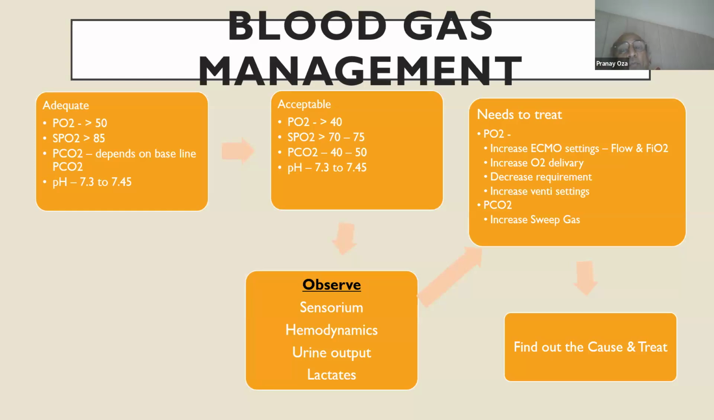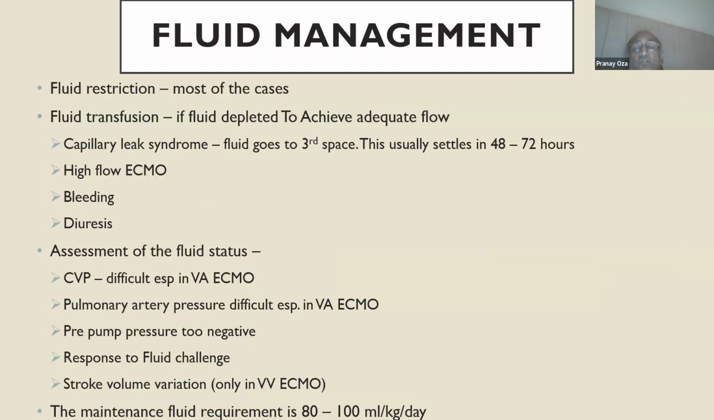So again, as I told you, there are multiple options for how to treat it. You can go up on the ECMO settings, go up on the flow, go up on the FiO2. You can increase the oxygen delivery by going up on the hematocrit, so give blood and raise the hematocrit. Decrease the requirements: make the patient deeply sedated, make the patient cold. If there's sepsis, treat the sepsis. Or you can increase the ventilator settings. Again, you have to go up to the safe margin, so go to an FiO2 of 60. And if the PCO2 is going to create a problem, increase the sweep gas. And then we have to find out the cause, why the patient is not getting adequately supported, and treat this patient. So that's about the blood gas management.